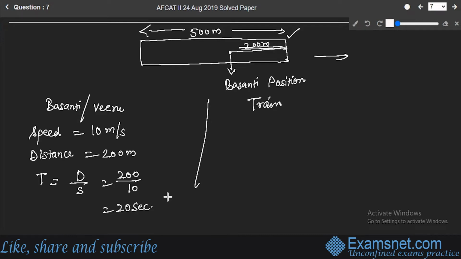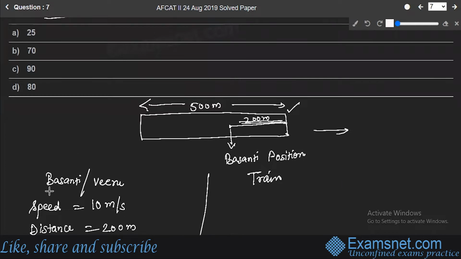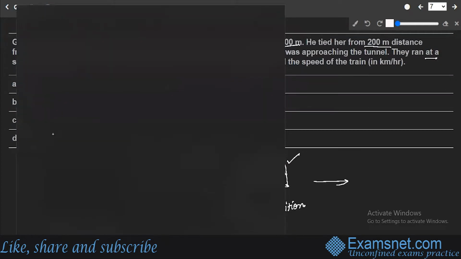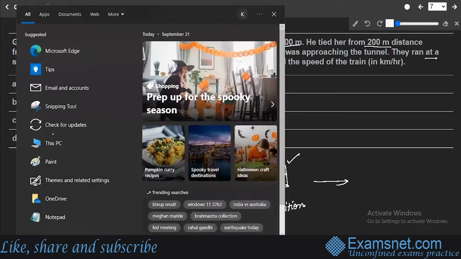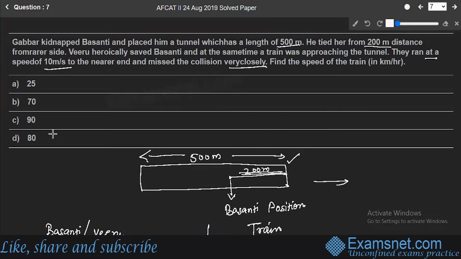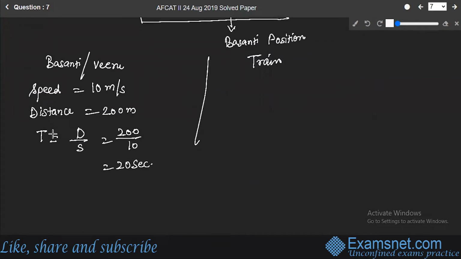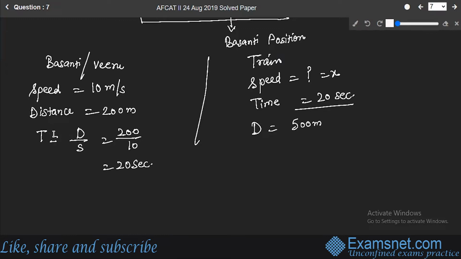And the train also approached. It's given to us in the question. The train approached them very near, and they missed the collision very closely. That means, see, the speed of the train I have to find out. I'm just taking it as x. The time is 20 seconds again. Okay. Now, distance that has to be traveled by train is 500 meters.